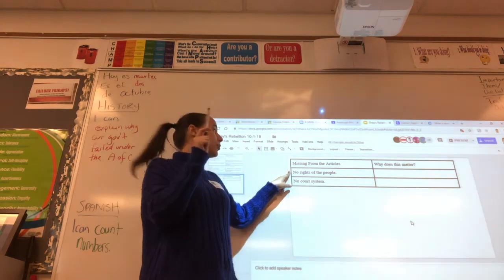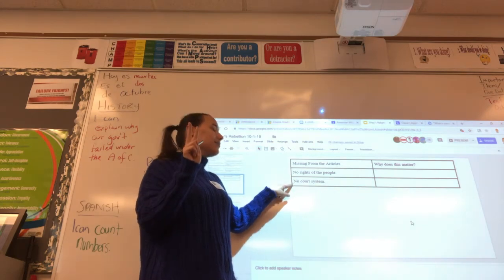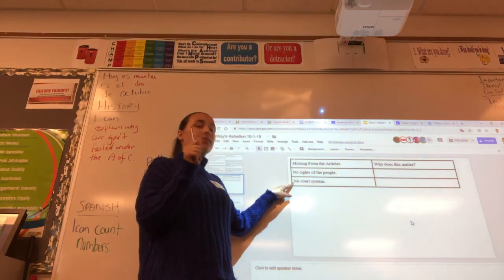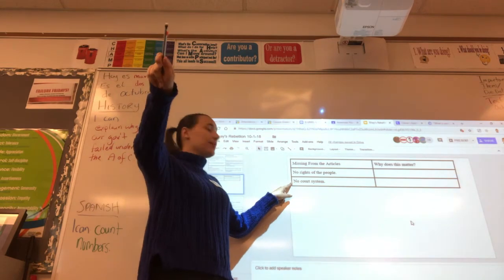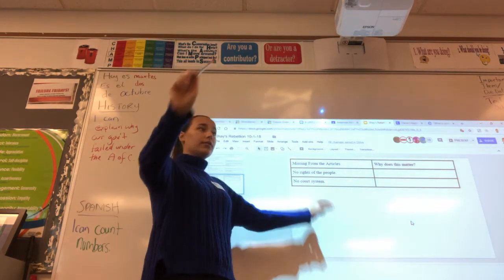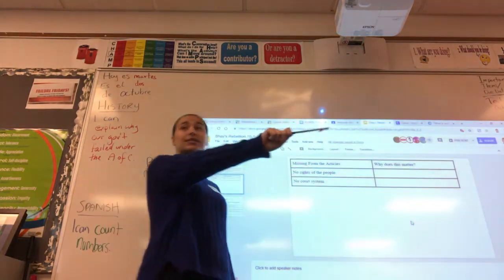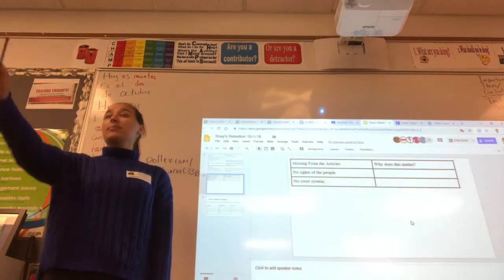Why is it important? First part, why is it important to give rights to the people? Second part, why is it important to have a court system? This half, you guys are talking about rights to the people. This half, you guys are talking about court system. Fast. 30 seconds. Why is it important that we have a court system? Why is it important that the people have rights?